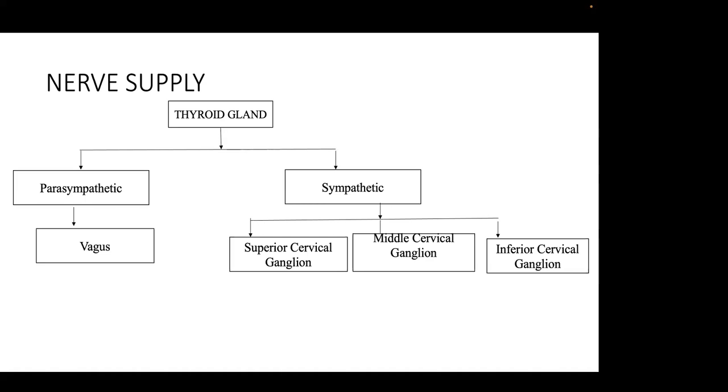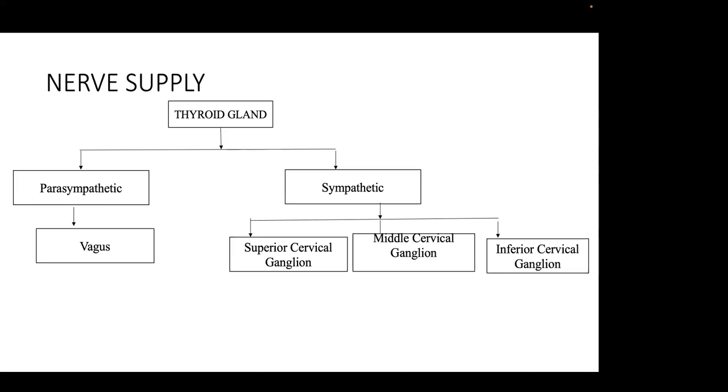So in terms of the nerve supply, we have the parasympathetic nerve supply, which is provided by the vagus nerve, and you have the superior, middle, and inferior cervical ganglia, which provide the sympathetic nerve supply. In addition, there are the recurrent laryngeal nerves which arise from the vagus nerve. On the left, they cross the aortic arch, and then ascend upwards into the tracheoesophageal groove.